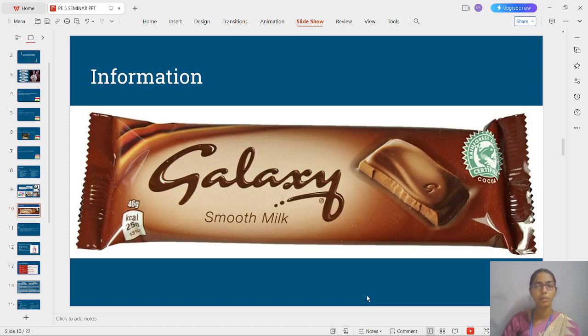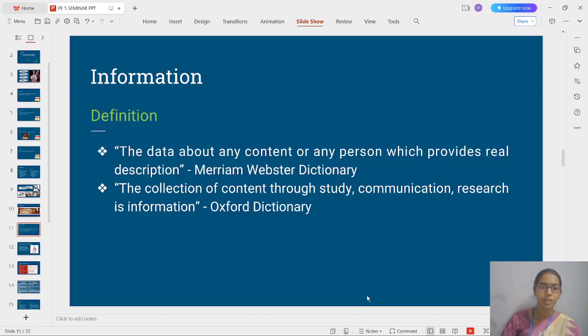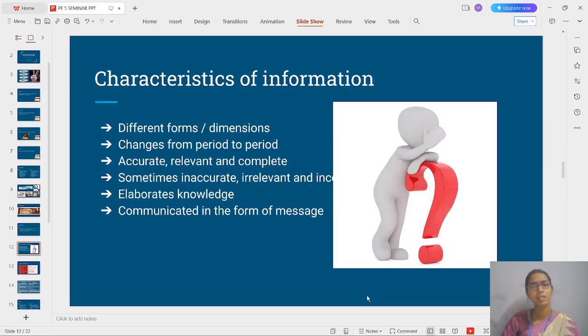Next, the information. For example, if you are really interested in this product, that is this chocolate, and the advertisement of this chocolate is ongoing on the television, you gather information about the new version of the chocolate. So that is information. These are the definitions given by the Oxford Dictionary and Merriam-Webster Dictionary: the data about any content or any person which provides real description. So these are the characteristics of information.